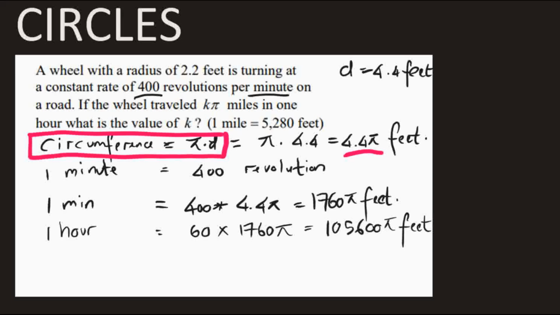Now we have to convert. It is given 1 mile is 5,280 feet. Now to convert from feet to miles, we have to divide by 5,280 to get the distance in miles. We count with a calculator, and we'll get 20 pi miles. So the value of k will be k equals 20.